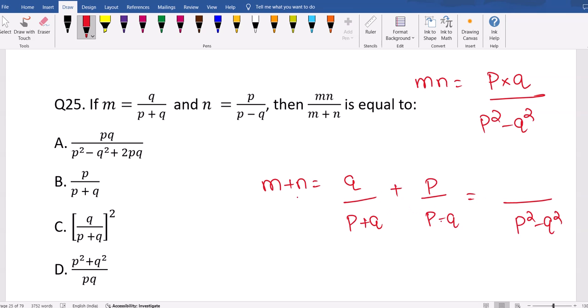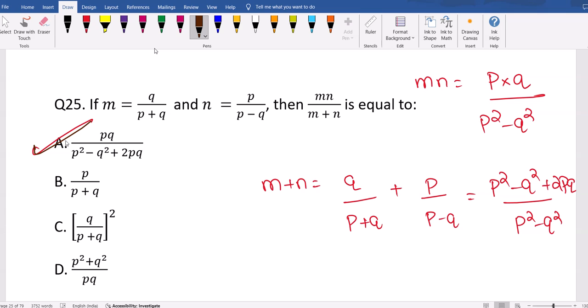Numerator Q into P, and here also Q into P, 2PQ. P square minus Q square plus 2PQ will come in the denominator. So now this cancels, and it should be PQ divided by P square minus Q square plus 2PQ. Yes, option A is correct.